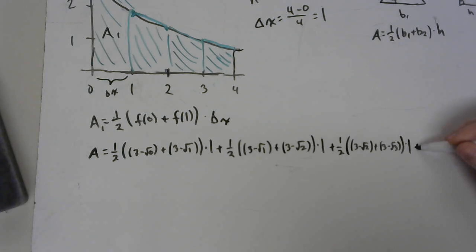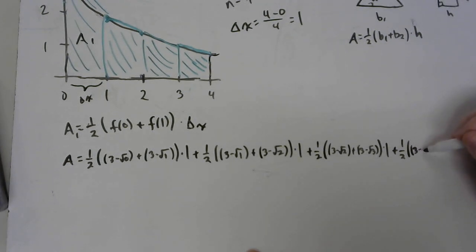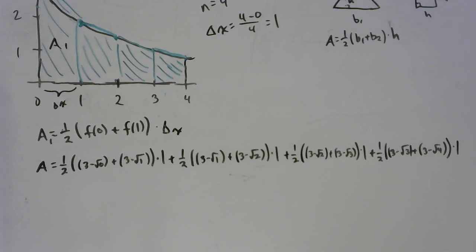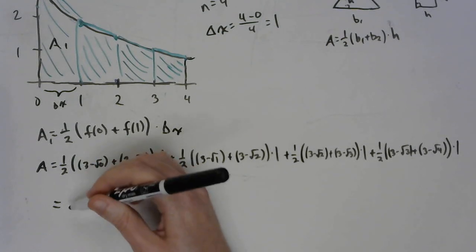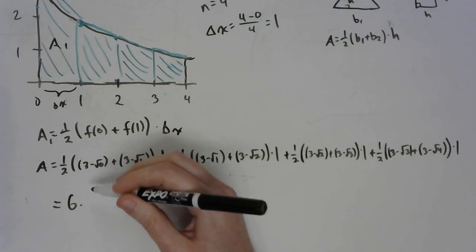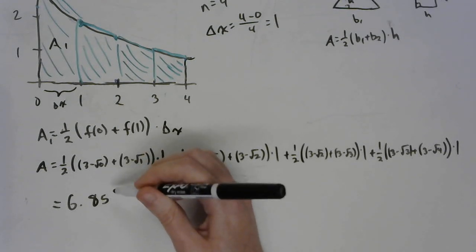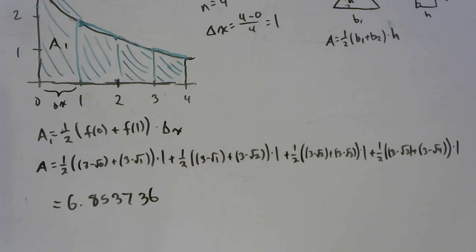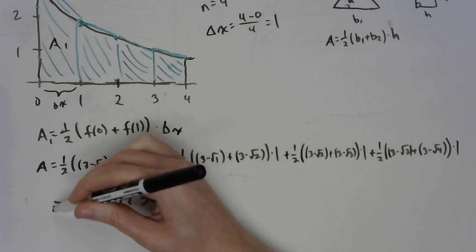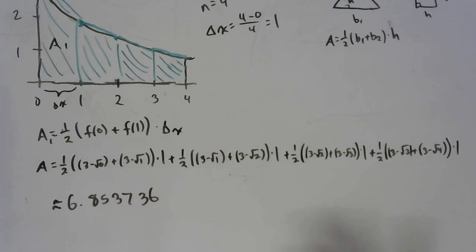And then last one, 1/2 times 3 minus square root of 3 plus 3 minus square root of 4, still times my delta x. Add all of those together, lots of calculator work, but I'm going to get to an answer of 6.853736-ish. So that's my approximation of my area.